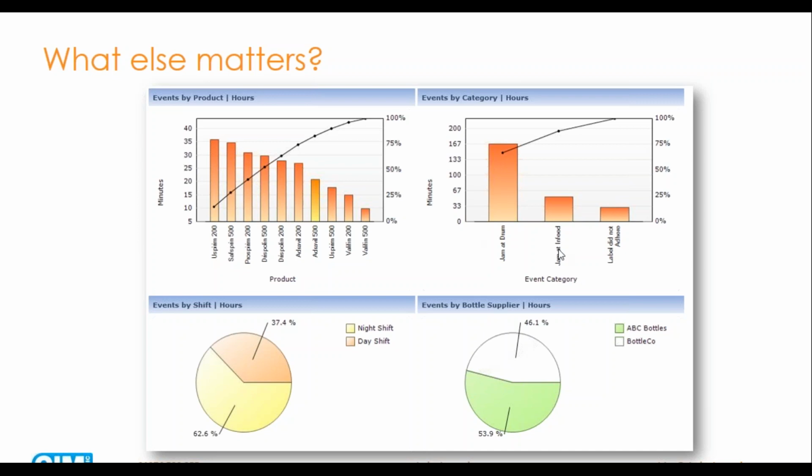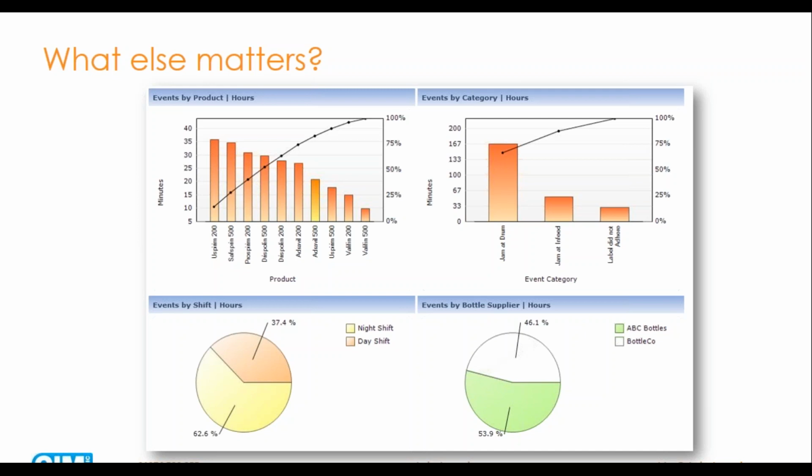Maybe we look at, say, whereabouts the jam is occurring. Is it occurring at the drum? Is it the infeed? Is it because of adherence or adhesive issues? Perhaps it's a difference between the shifts. Do I get more label jams on one shift than the other, or do I get more label jams when I use bottles from a different supplier? By pulling in all of these different data sources, we can get information in context to help us make some better business decisions.